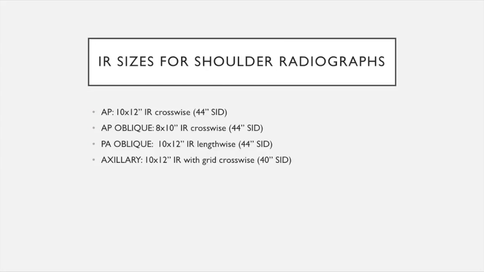This slide shows the different IR sizes required for shoulder radiographs, along with their source to image distance length. An AP shoulder image requires a 10 by 12 inch IR in crosswise position at 44-inch SAD. An AP oblique projection requires an 8 by 10 inch IR in crosswise position at 44-inch SAD. A PA oblique projection requires a 10 by 12 inch IR in lengthwise position at 44-inch SAD. The axillary projection requires a 10 by 12 inch IR with a grid and crosswise position at 40-inch SAD.